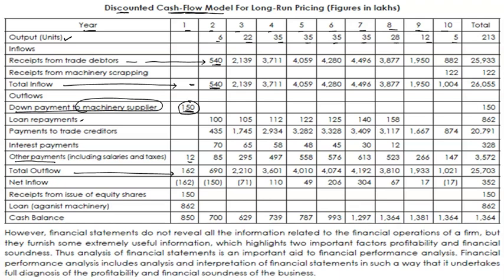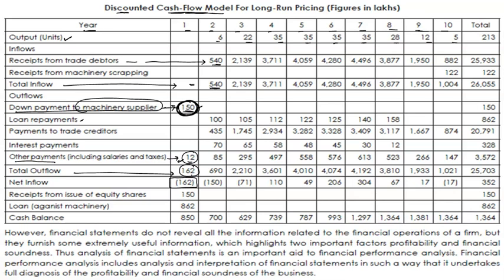Now sir, the total outflow is 162. The logic being, we have made 12 lakh rupees of salaries, and we have invested like 150 lakh rupees of our money into the machinery itself. So net is going to be minus 162. 150 lakh rupees has been paid to machinery as a down payment and 12 lakh rupees of salaries.